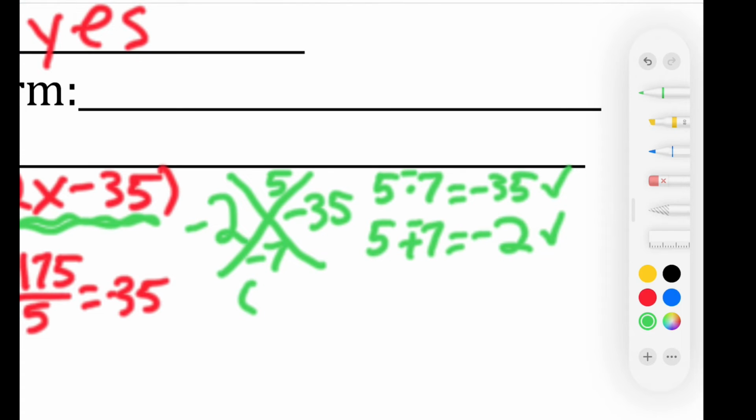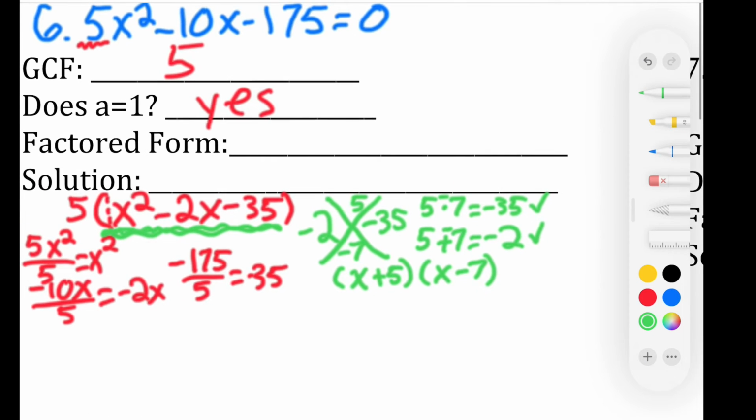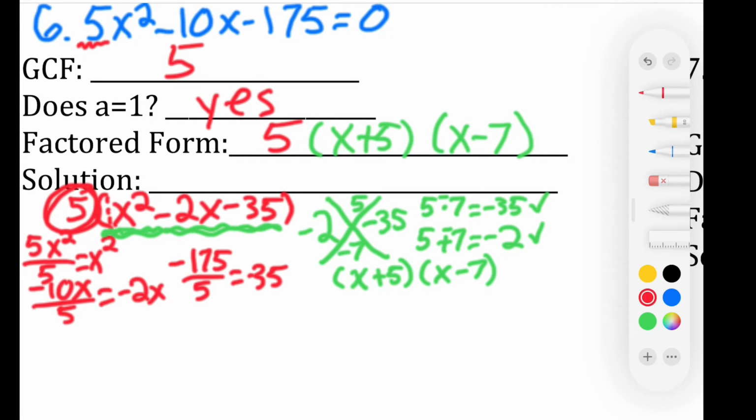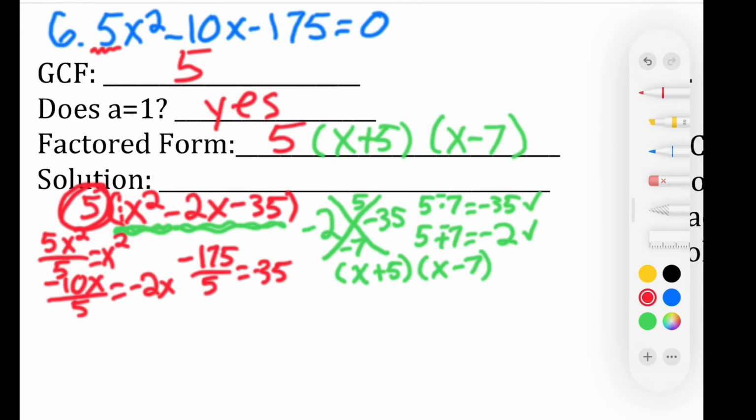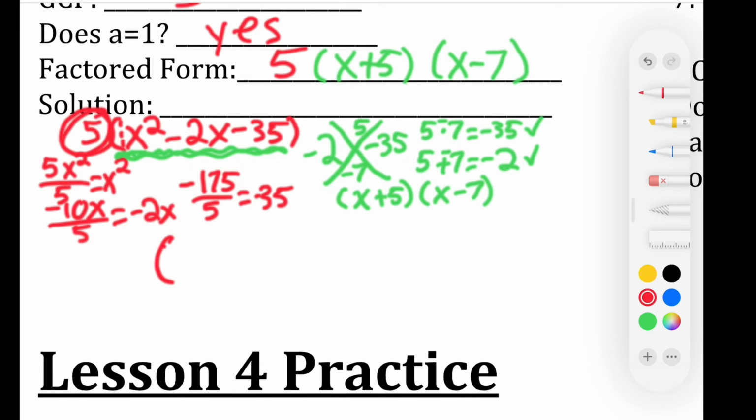The variable that we were factoring was x. Now, were we using the method, the slide and divide? No, so we do not have to divide the 5 and 7 at all. So our factored form is our two parentheses, x plus 5 and x minus 7. But do remember you had a GCF, so that 5 goes out front. Now, when I am solving or finding my solutions, I don't care about the GCF. I only care about the parentheses or the factors.